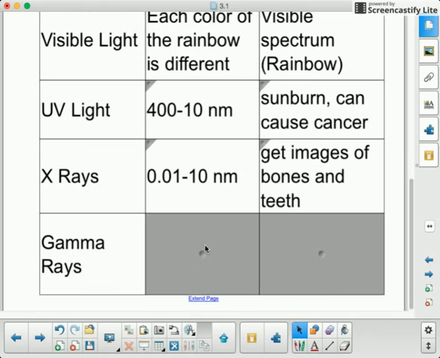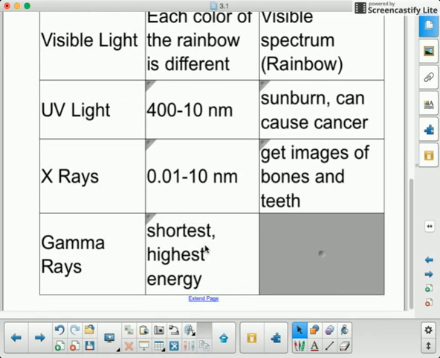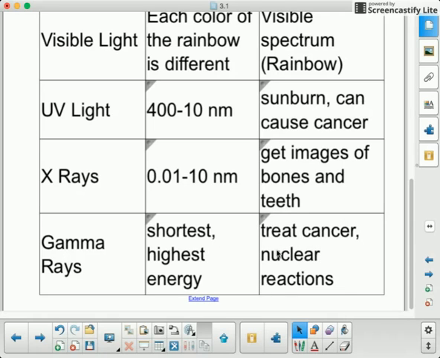And then gamma rays are the shortest wavelength of the things that we're looking at here on the electromagnetic spectrum, so they're the highest energy. That makes them really harmful. There's a new medical device called a gamma knife. It's used like a laser beam to target and kill a very small specific area of the body and kill cancer cells without damaging the healthy tissue around them. They're also found in nuclear reactions, which gives you an idea of how harmful they are.